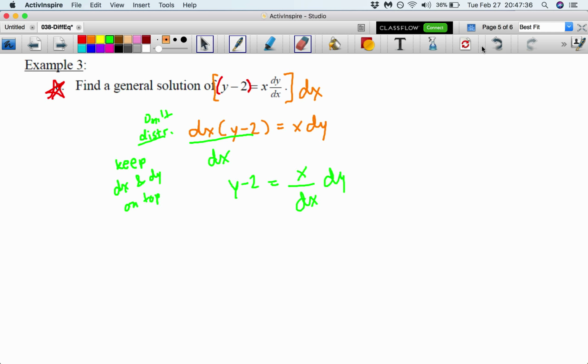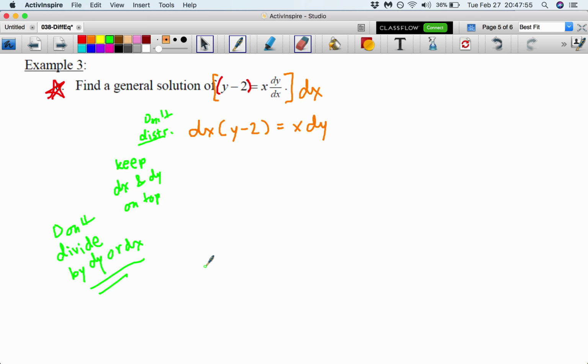Okay? So what am I trying to say? I guess I'm trying to say, don't ever divide by dy or dx. Heaven forbid. Calculus gods forbid.